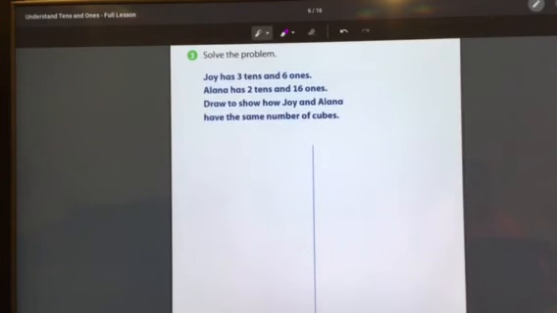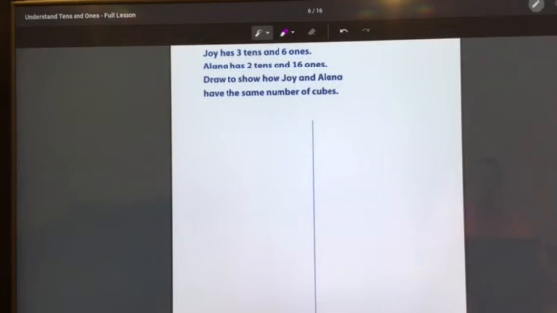All right, so number 3, we're over on the other page. They want you to solve the problem. Joy has 3 10s and 6 1s. Alana has 2 10s and 16 1s. Draw to show how Joy and Alana have the same number of cubes.